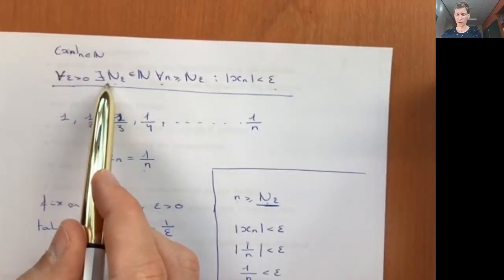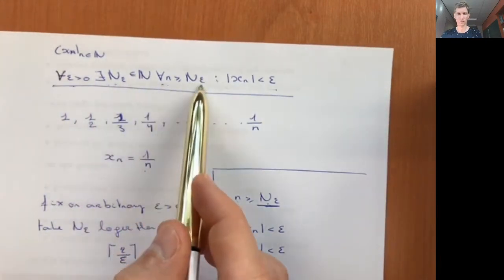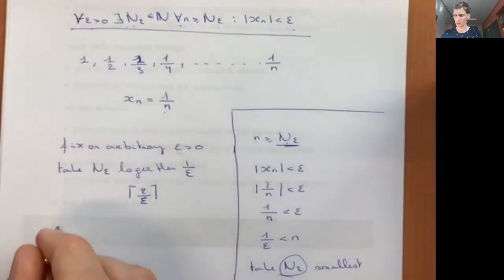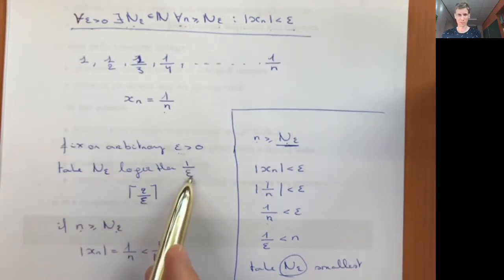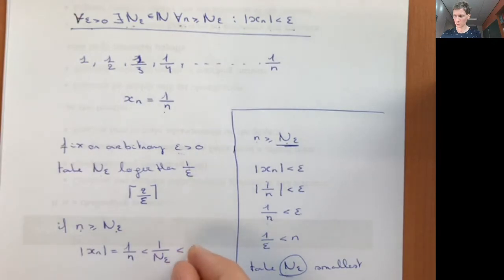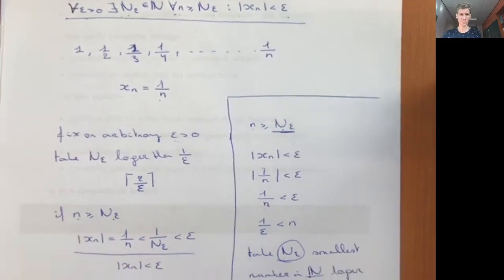So we assume that we have found the N epsilon. We still have to show that for every small n bigger than N epsilon, this is true. So if n is greater than N epsilon, what do we have? Well, we have that the absolute value of xn is equal to 1 over n. n is bigger than N epsilon, so we know that 1 over n is smaller than 1 over N epsilon, right? And because N epsilon is larger than 1 over epsilon, I know that this is smaller than epsilon, so we have shown indeed that xn is smaller than epsilon.